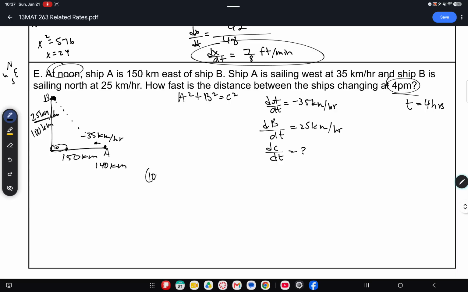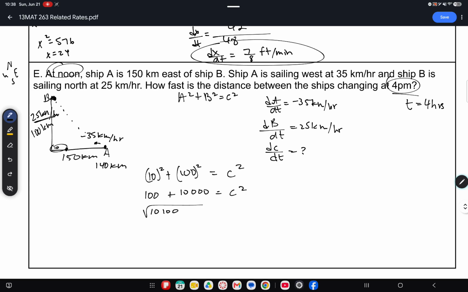So we have 10 squared plus 100 squared equals that C squared. So what is that? What's 100 squared? 100 squared is 10,000. And then we can find the square root of that. So let's see, 10,100. Oh, not a perfect square. So let's go a different route. So it's the square root of 10,100.